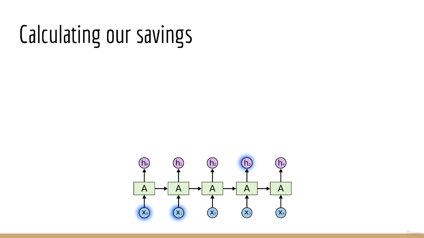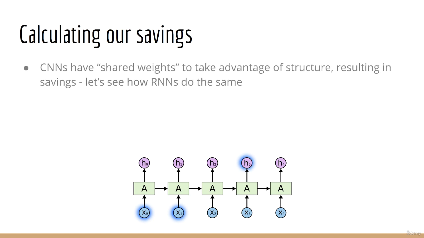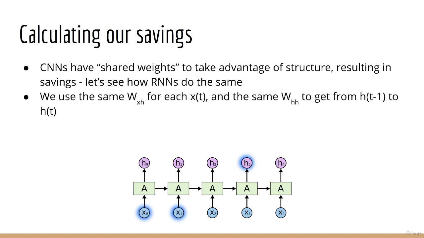The last thing we are going to do in this lecture, now that you understand RNNs, is to ask the question, what are our savings? If you recall, we did this example with CNNs also. The idea was, because CNNs take advantage of the structure of images, we can use shared weights. The same idea applies to RNNs. With RNNs, we apply the same weight matrix to each input vector x of t, and we apply the same hidden to hidden weight for each calculation of h of t.